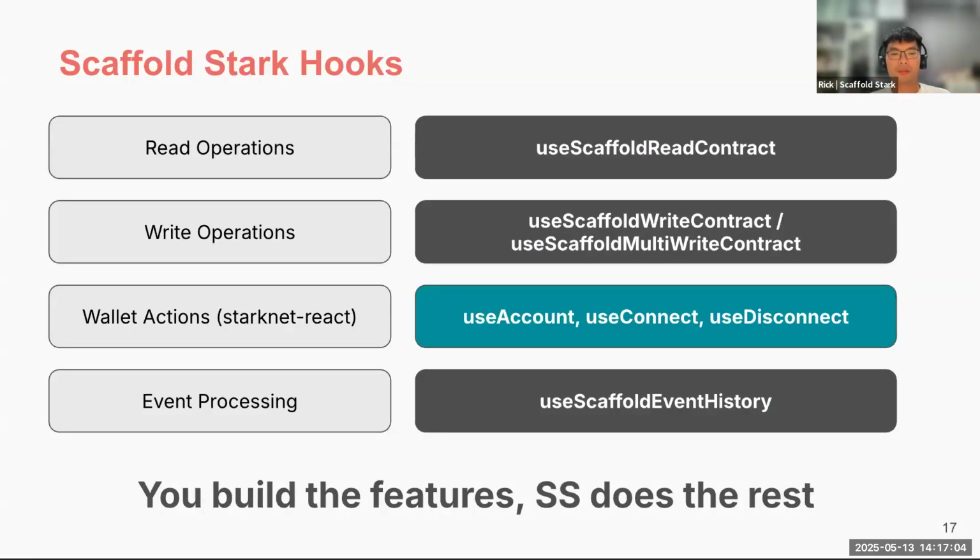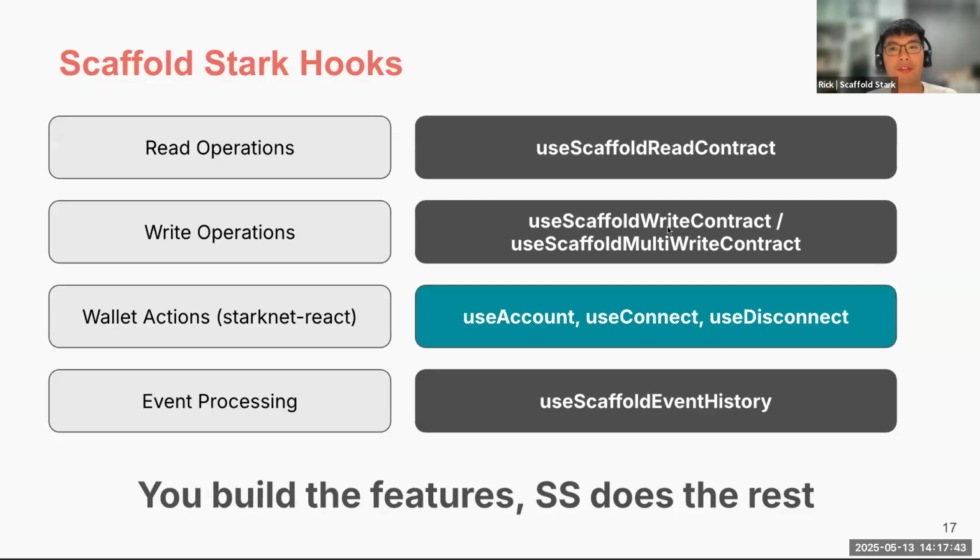Besides those features, we also have a set of hooks that we wrote on top of Starknet React to help you get up to speed with development in a much simpler way. Like you saw before, the scaffold read contract hook reads from a contract. It takes in the name of the function and just the name of the contract, without you having to copy and paste addresses. You also have write operations, with a single write operation and a multi-write operation, which allows you to do multiple transactions in one call. For wallet actions, we just use the ones from Starknet React: useAccount, useConnect, useDisconnect.